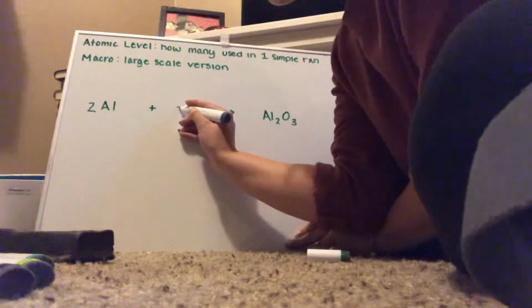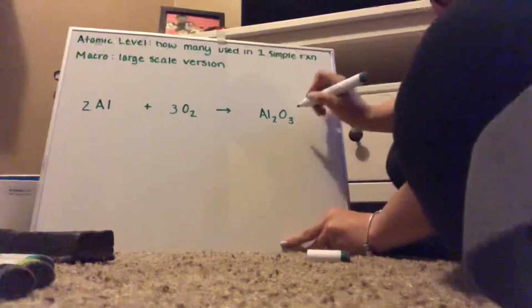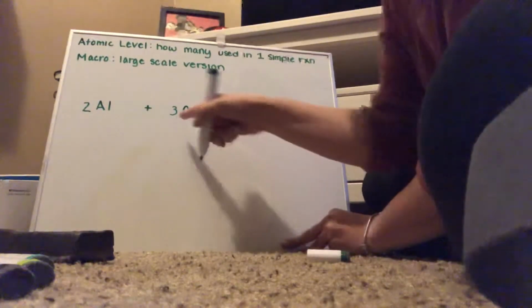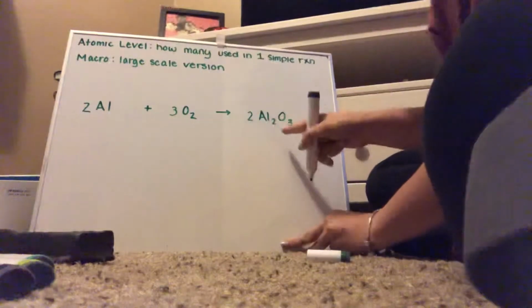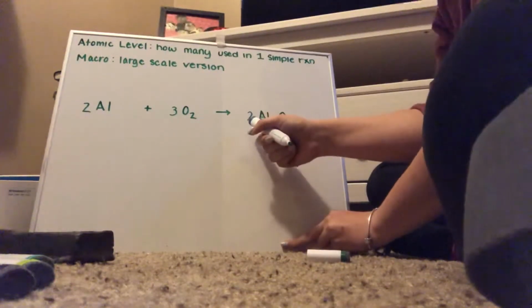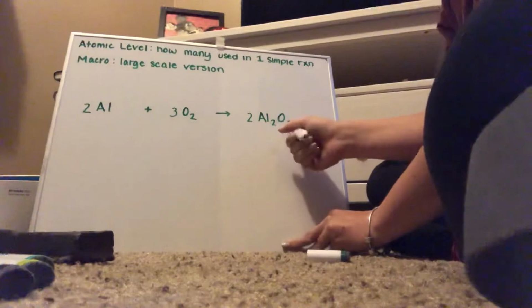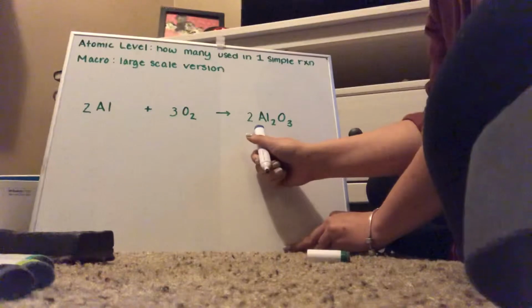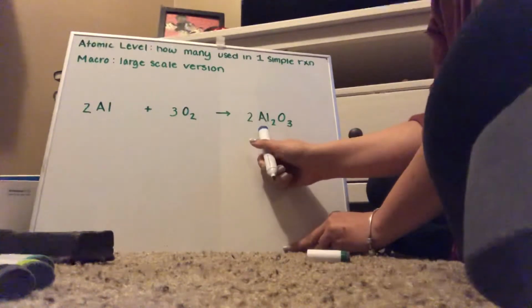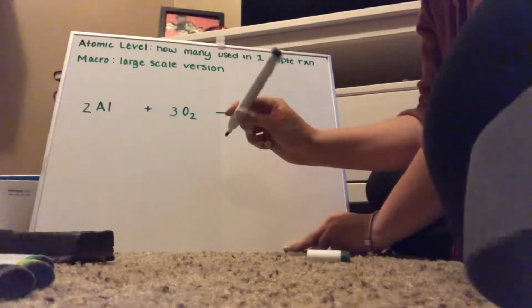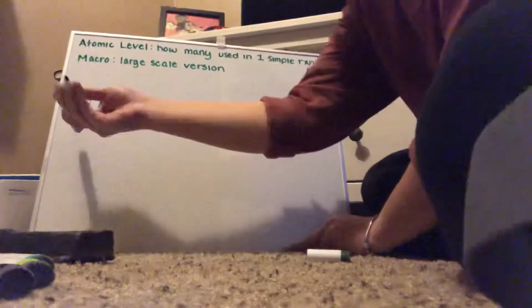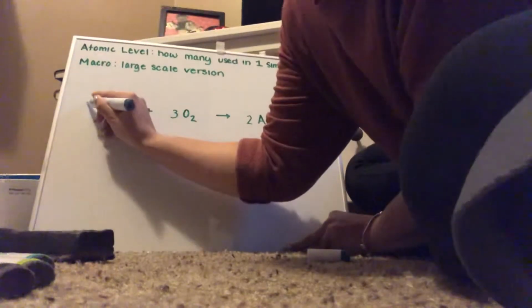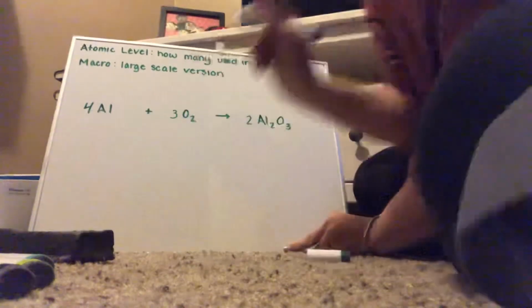So we would have 3 O2s and 2 O3s here. Now you have 6 O's here, and 6 O's here. But now we have 4 aluminums on this side, and we only have 2 aluminums over here. So we take this and we put a 4 in front.